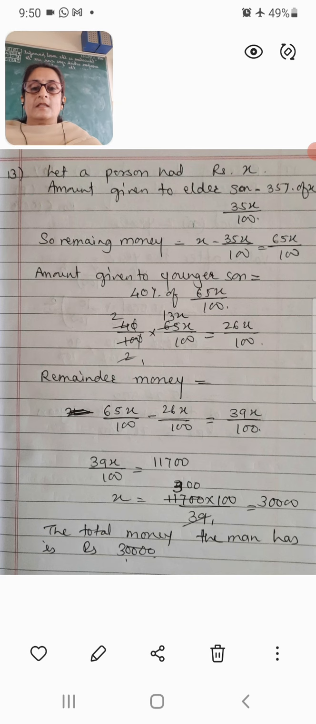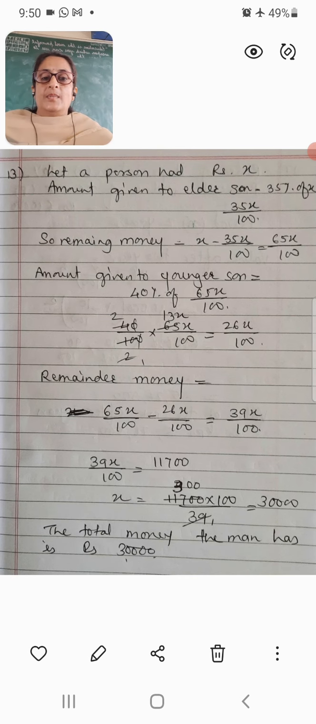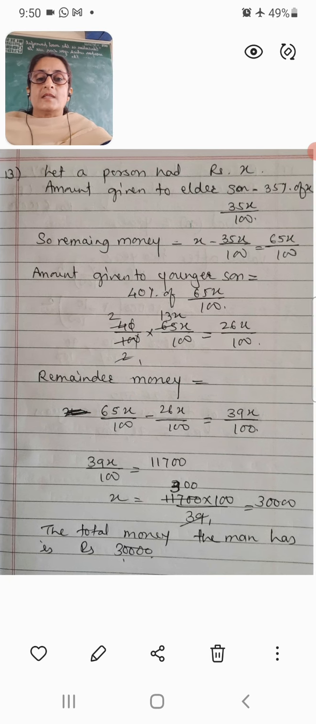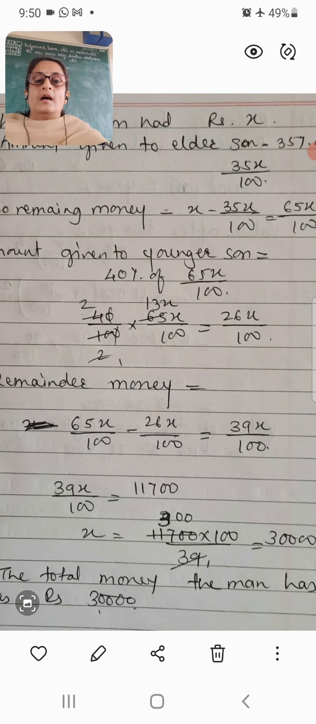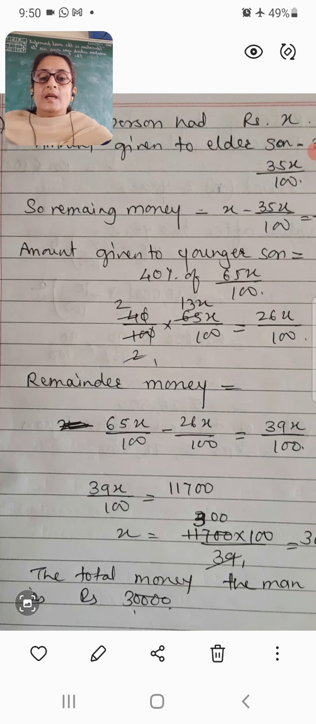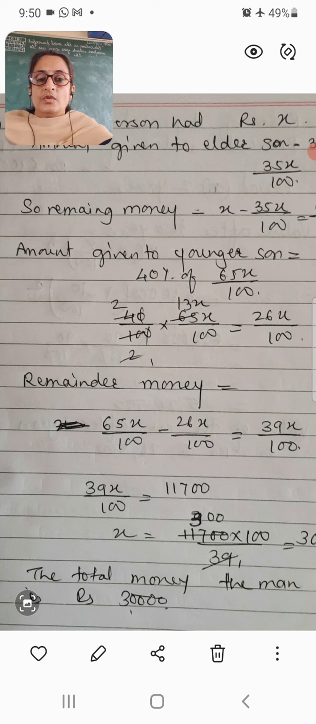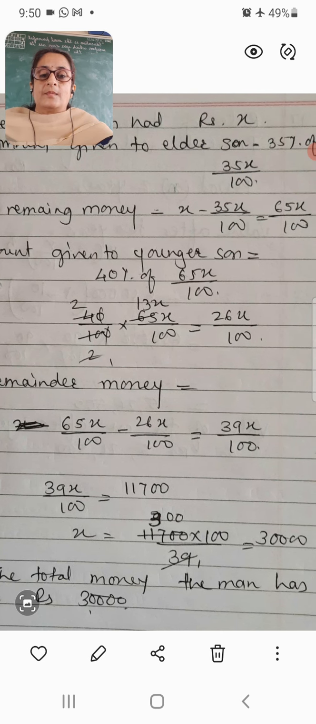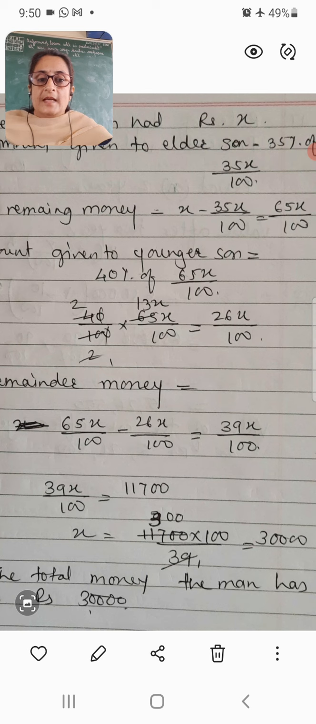Okay, so let us do the calculation. We'll consider that the person was having X rupees. From that he has given 35% to his elder son, so 35x upon 100 is what he has given to the elder son. To find the remaining money, we subtract the money given to the elder son. From the total money X, subtract 35x upon 100, and you get 65x upon 100 remaining with the person after giving to his elder son.